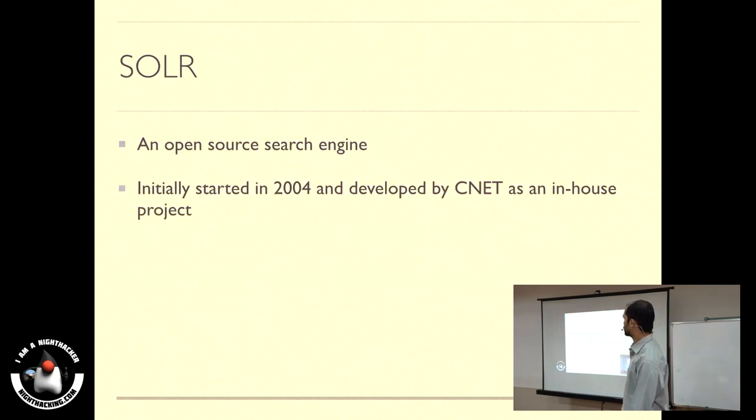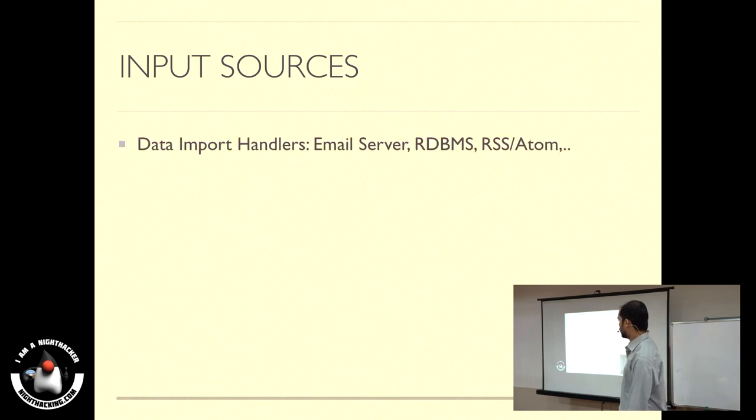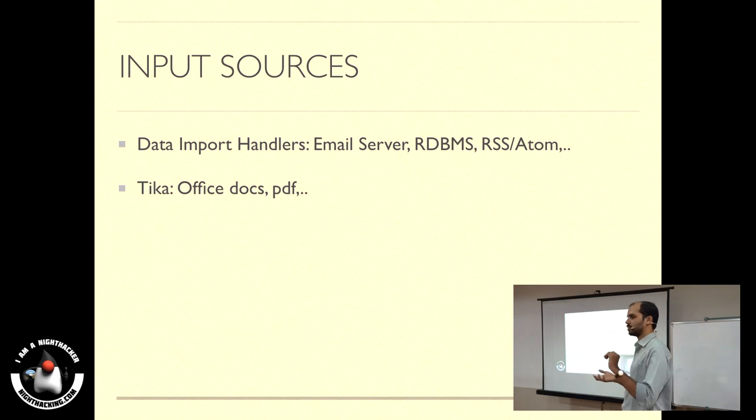Okay, a little bit about Solr. Like I said, it's an open source search engine. This was initially started as an in-house project, and it got donated to the ASF in 2006. Solr has got lots of options, not only Java. Like I said, Lucene has only a Java API. This has got a lot of additional handlers or input sources.